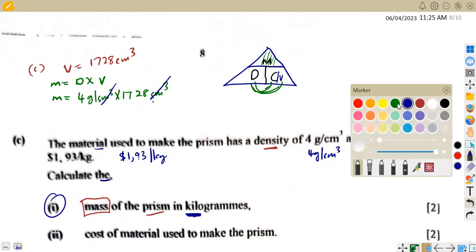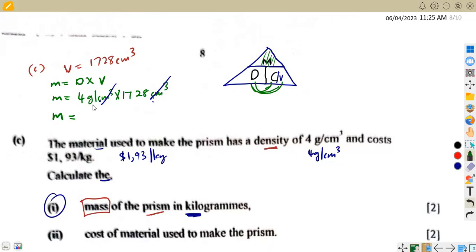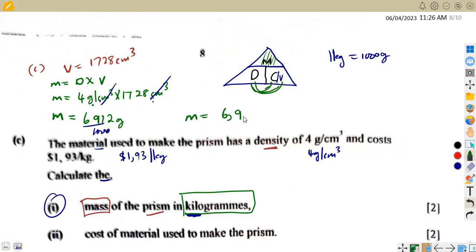So you are going to obtain the mass not in kgs, but in grams. So 4 times 1,728 is going to give us 6,912 grams. But we are asked that this must be in kilograms. So we are going to divide by 1,000, since a kg has got 1,000 grams. So dividing by 1,000 gives us the mass in kgs. So our mass is going to be 6.912 kilograms. All right, so that is how we can use the density to calculate the mass.